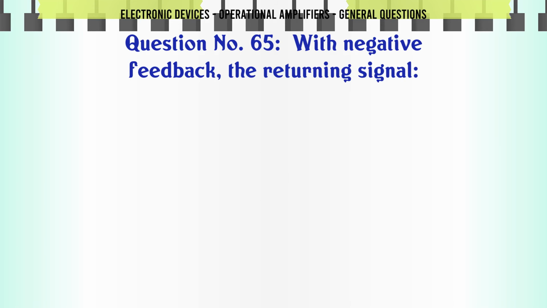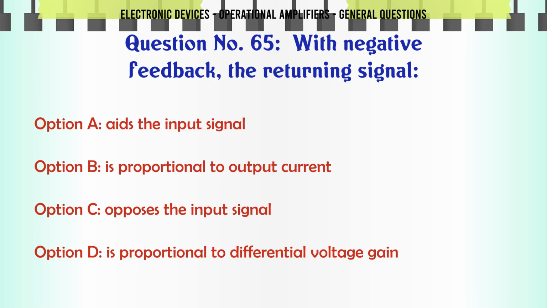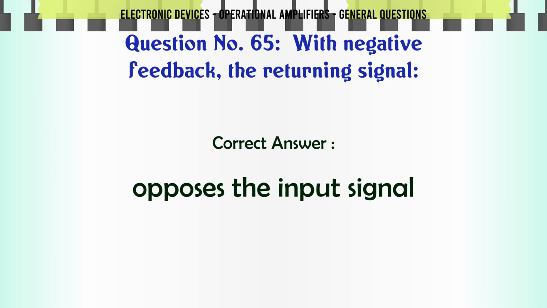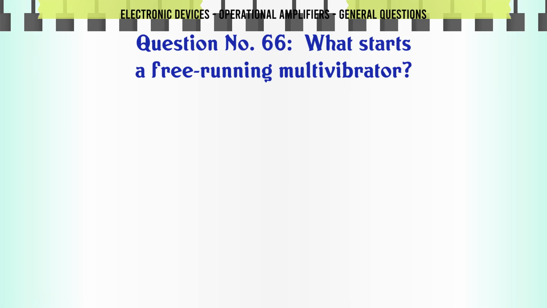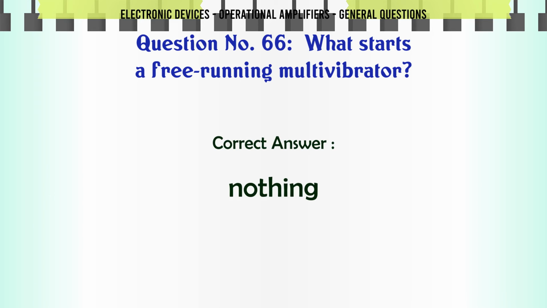With negative feedback, the returning signal A. Aids the input signal, B. Is proportional to output current, C. Opposes the input signal, D. Is proportional to differential voltage gain. The correct answer is opposes the input signal. What starts a free-running multivibrator? A. A trigger, B. An input signal, C. An external circuit, D. Nothing. The correct answer is nothing.